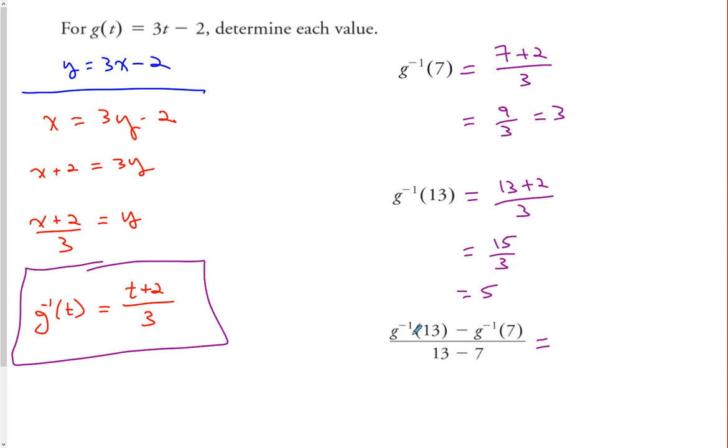Finally, g inverse at 13 minus g inverse at 7. Oh, I already worked those out. So g inverse at 13, that's just 5, minus g inverse at 7, that's just 3. I worked those out above. And I say, okay, over 13 minus 7, that's going to be 6. 5 minus 3 is 2. So that's going to equal a third when I simplify that fraction. Okay, so we can sub into inverse functions as well.